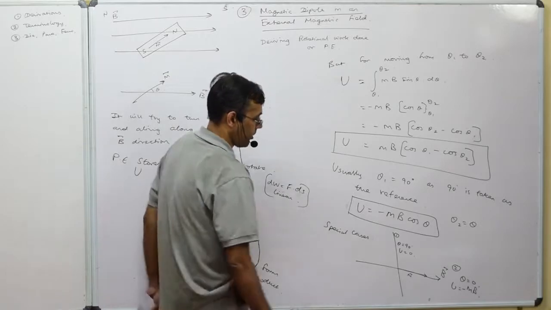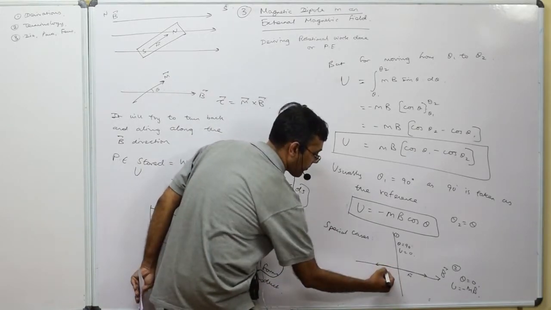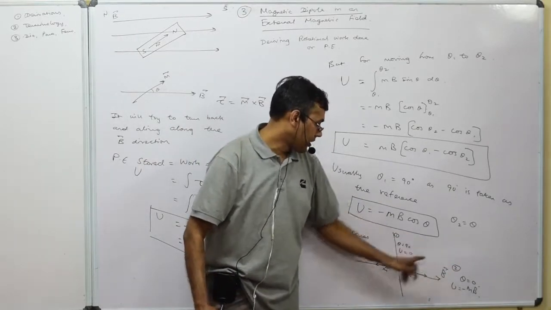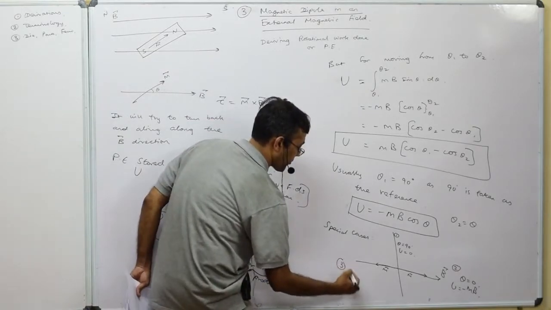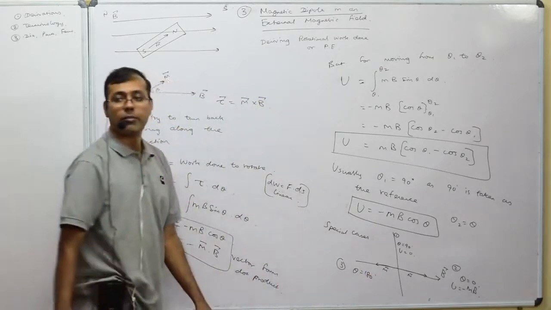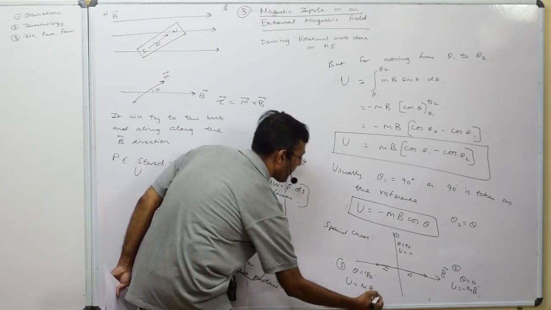Okay. And then suppose the magnetic dipole moment was this way. So what is the angle between them? B is always this way, so m is this way now. So that means theta is equal to 180 degrees. So cos 180 is minus 1, minus into minus is plus, so U will be mB.